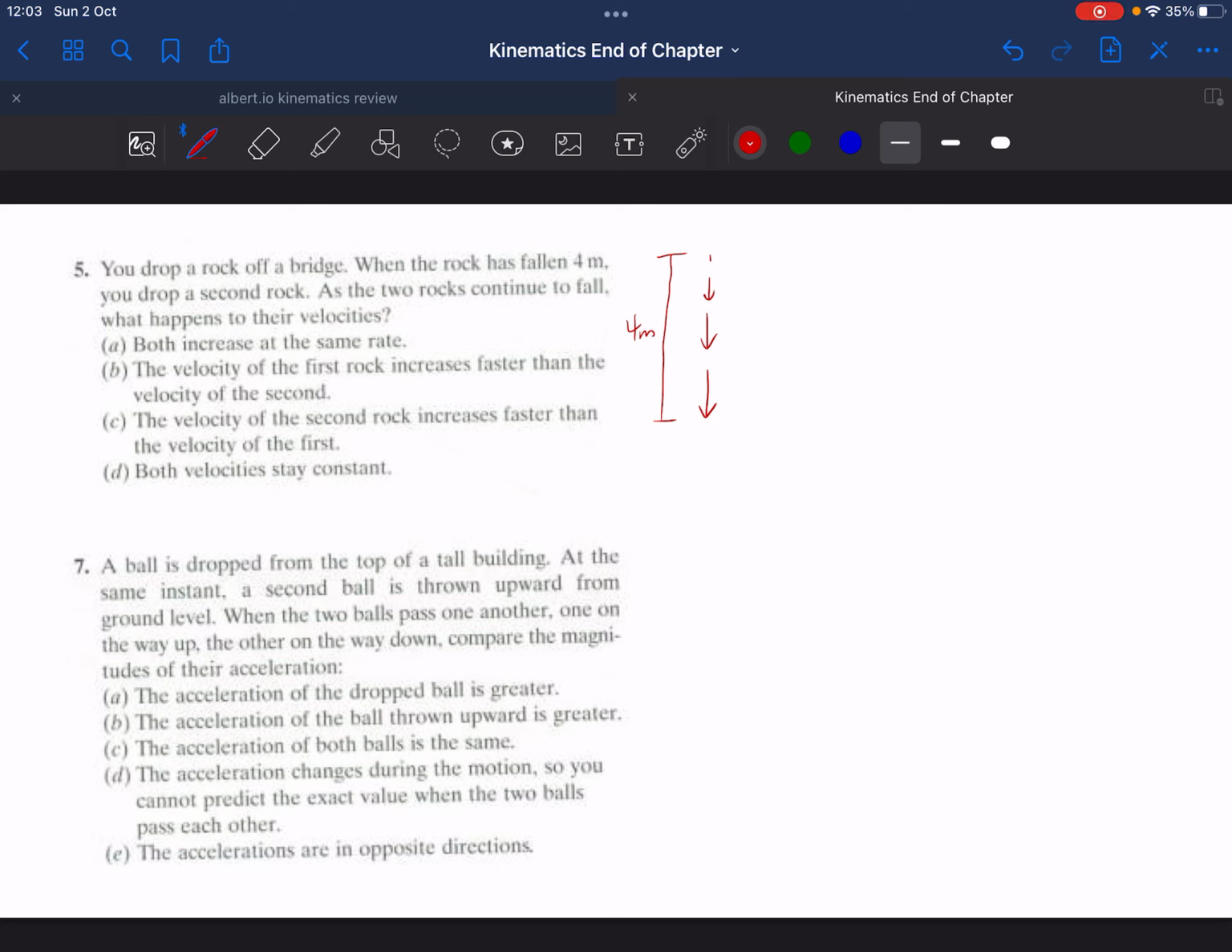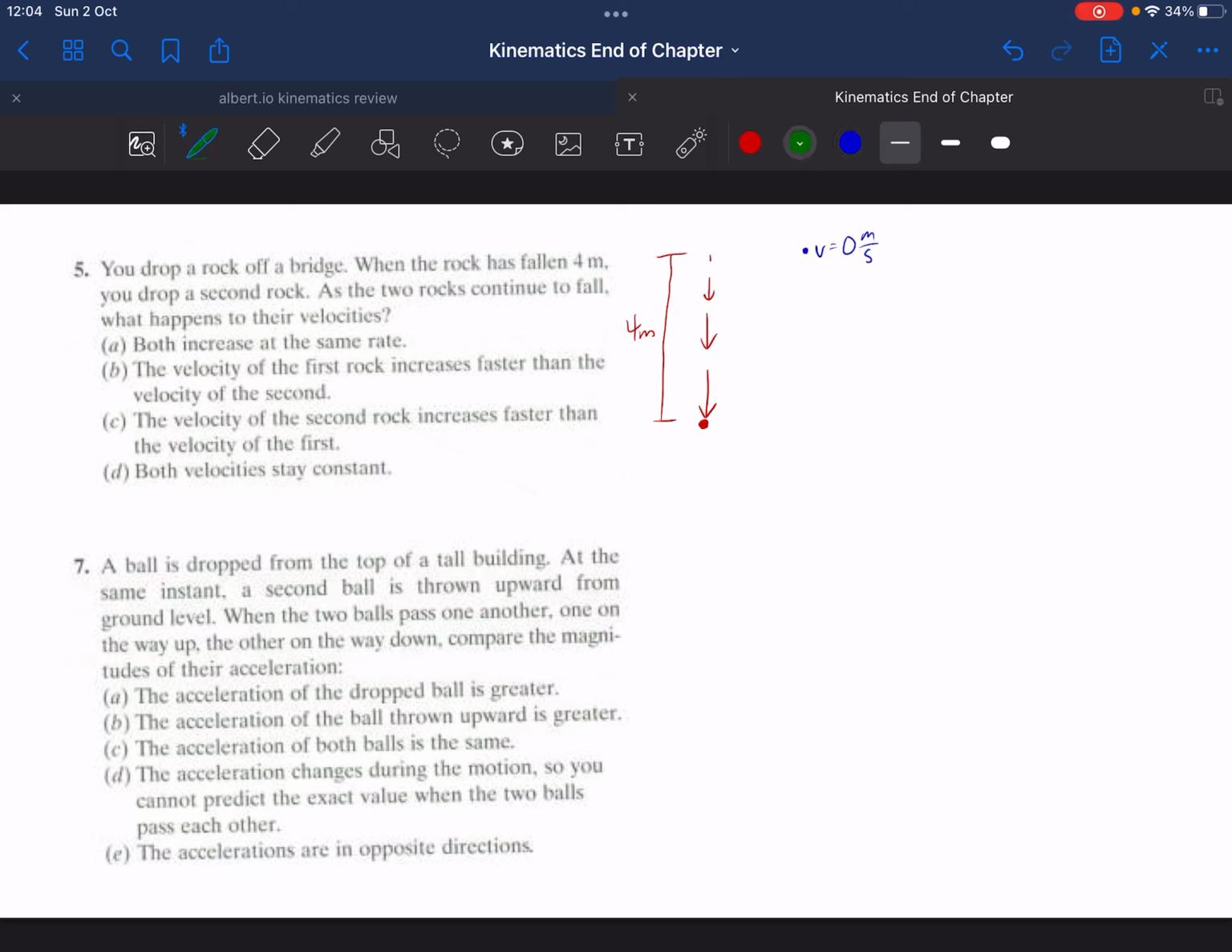So at that time, right here, where the red rock is, you're going to drop another rock. I'll do this one in blue. At that exact same time, you drop a rock, and it's going to be at velocity equals 0 meters per second. And it hasn't moved yet. The blue rock has not moved yet. Okay, so as the 2 rocks continue to fall, what happens to their velocities?